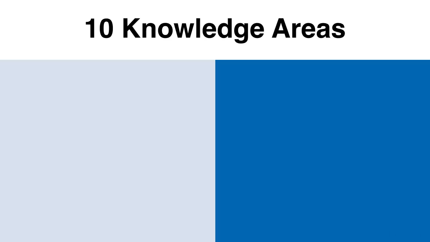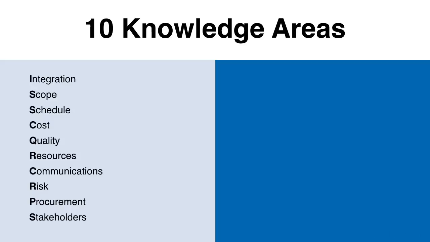So just as a quick recap, the 10 knowledge areas are integration, scope, schedule, cost, quality, resources, communications, risk, procurement, and stakeholders. And the phrase that we can use to memorize the 10 knowledge areas is, I saw six cars quickly rip Carol's rear passenger side. And as you can see, the first letters of this phrase begin with the same first letters as the 10 knowledge areas. And by memorizing this, it will make it so much easier for you to remember what the 10 knowledge areas are.